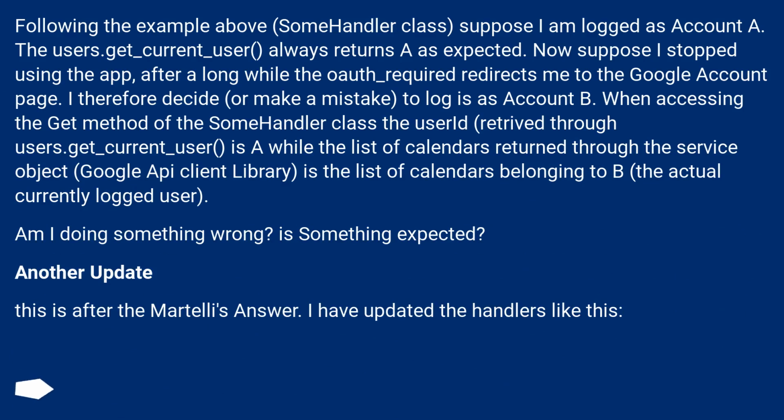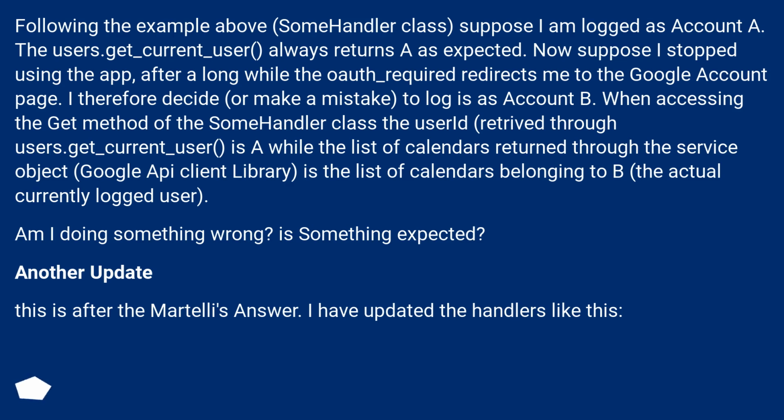Following the example above, in some handler class, suppose I am logged in as account A. The users.get_current_user always returns A as expected. Now suppose I stopped using the app, and after a long while the auth_required redirects me to the Google account page. I therefore decide, or make a mistake, to log in as account B. When accessing the get method of the SumHandler class, the user ID retrieved through users.get_current_user is A, while the list of calendars returned through the service object, the Google API client library, is the list of calendars belonging to B, the actual currently logged user. Am I doing something wrong?